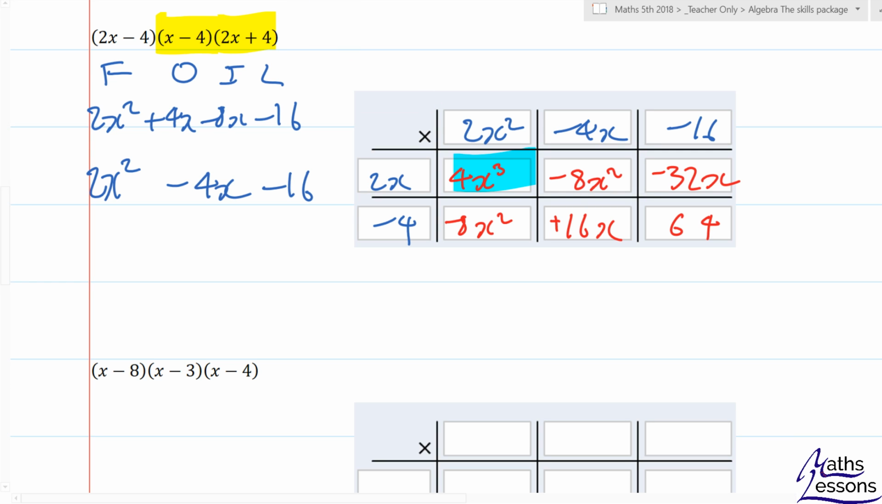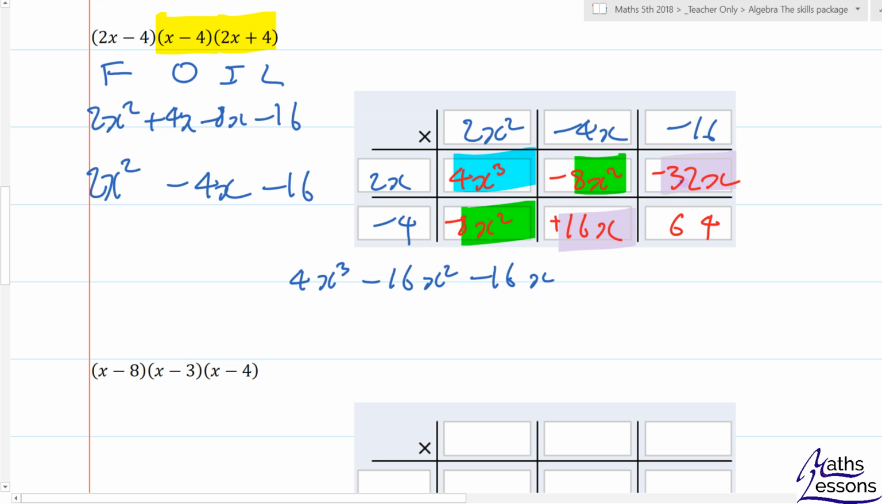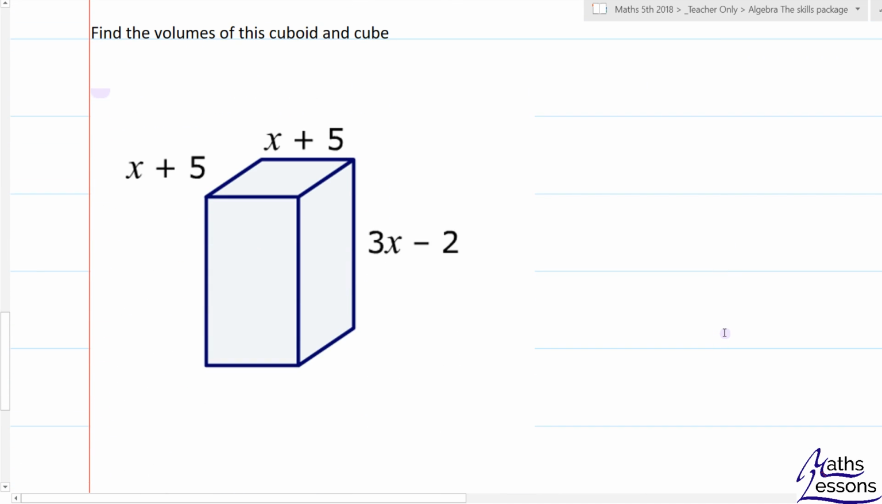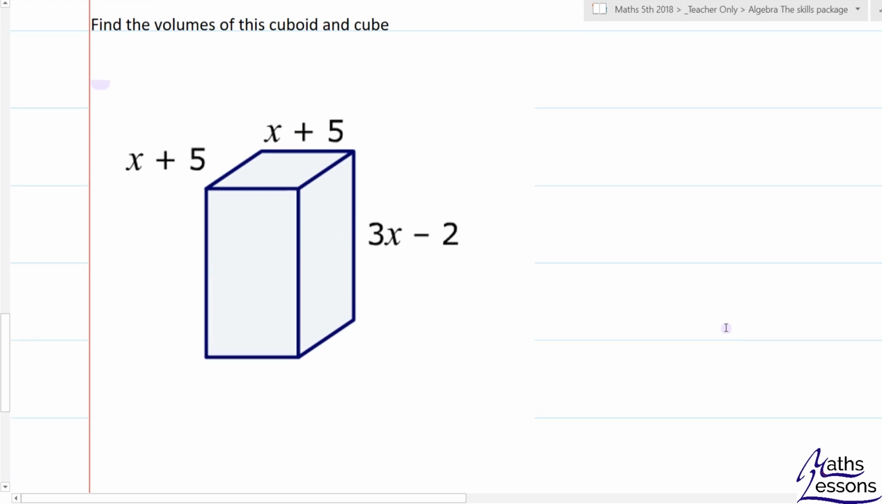Let's highlight my things. And you might want to circle them. Then I've got minus 16x squared, minus 8 lots of x and 8 lots of x is 16 lots. These are going to combine to leave me minus 16 lots of x. Minus 32 plus 16 is minus 16. Okay, have a go at finding the problem.